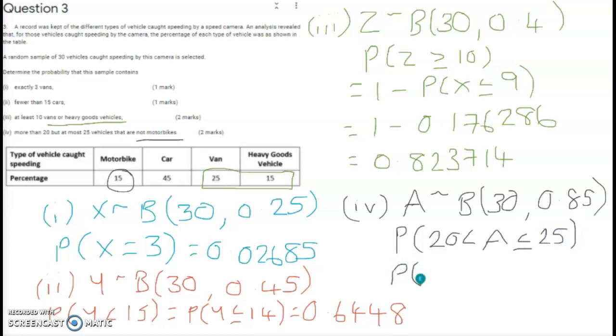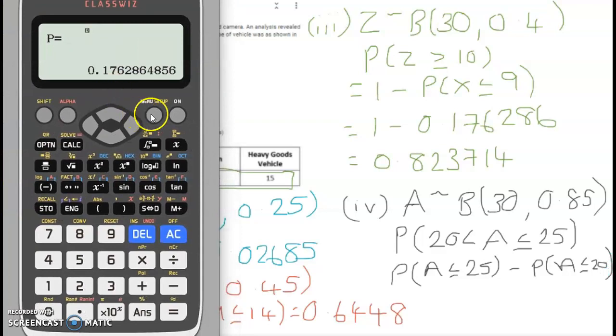So I need to do that it is less than or equal to 25, take away the bits I don't want, which is less than or equal to 20. So again, on my calculator, menu, distribution 7, scroll down to binomial CD, and this time I'm going to go for the list option so I can get my two values of 25 and 20 at the same time.